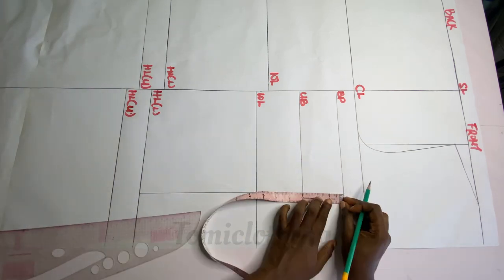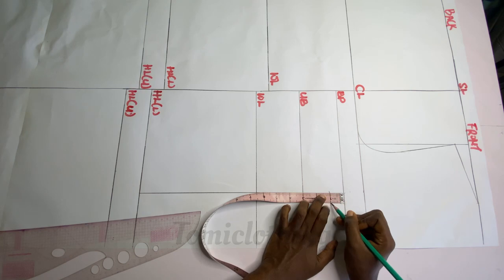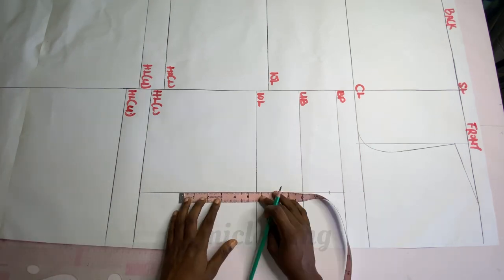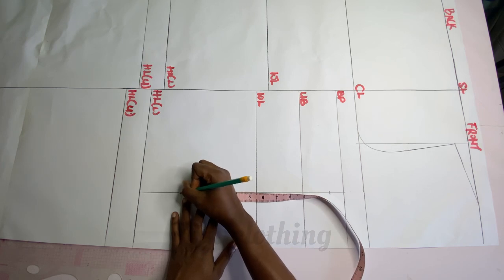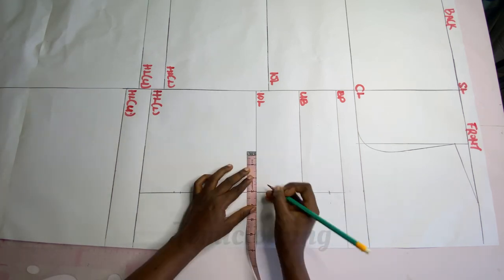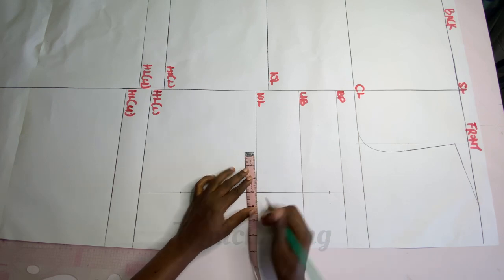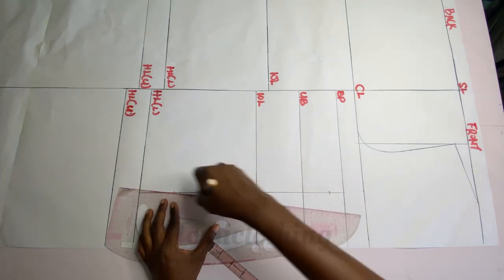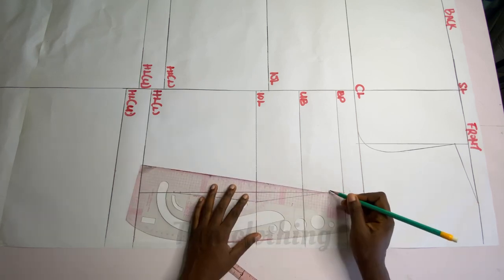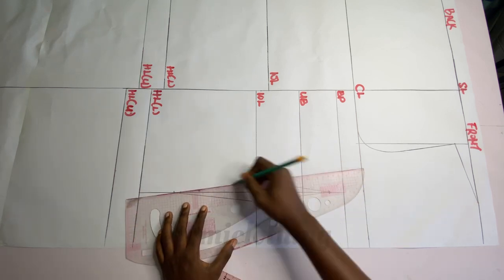So the dart intake. I'm going to come down by 1 inch from the bust point line like this. Then below the waistline, I used about 6 inches for the dart length. I went in by 0.75 on both sides. So in total, the dart intake is 1.5 inches. You go ahead and connect all the points together, just as you can see.